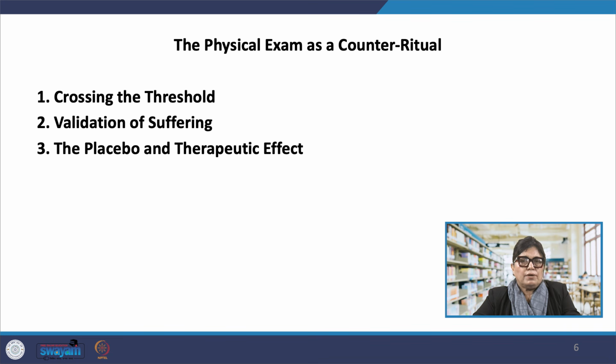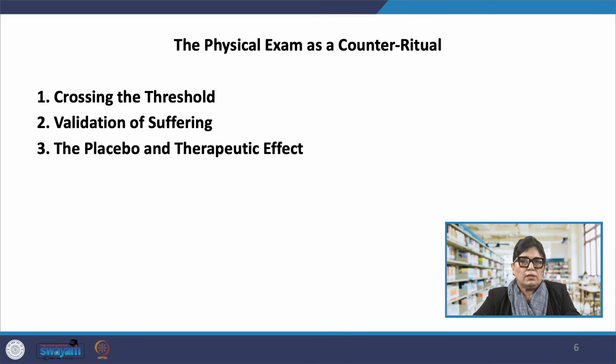Coming to the physical exam as a counter ritual, health humanities scholars reframe this exact encounter. They acknowledge that while the exam can objectify, its strict structure actually mimics an anthropological ritual of transformation. When done mindfully, it serves several humanistic purposes. First is crossing the threshold.